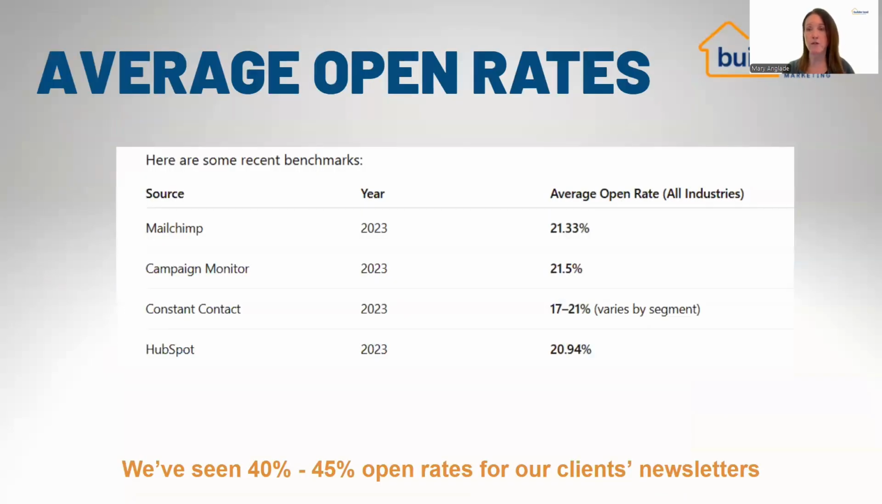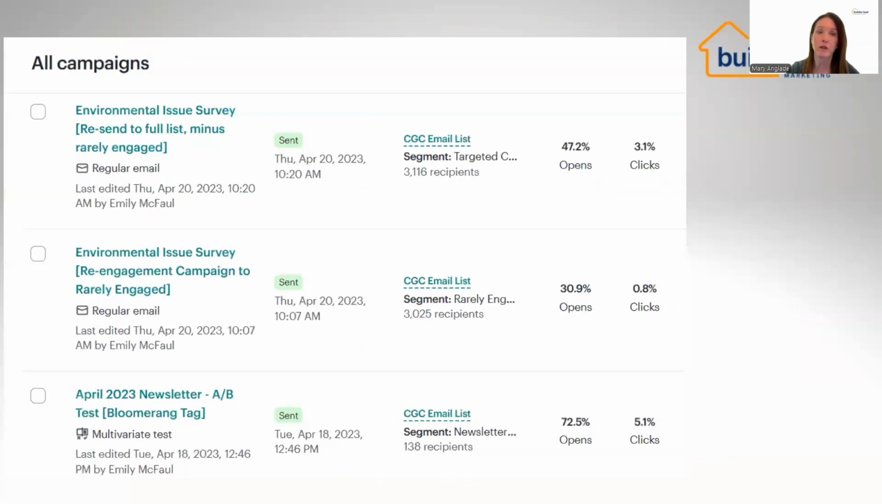These are just some averages from some of the bigger platforms out there, around 20%. Our clients, for their newsletters, are seeing 40 to 45% open rates. So I think you can have much better open rates than this, but it's helpful to have a benchmark. If you're under this, you're probably doing something wrong and you're going to want to revisit what you're doing. This is the back end of MailChimp.